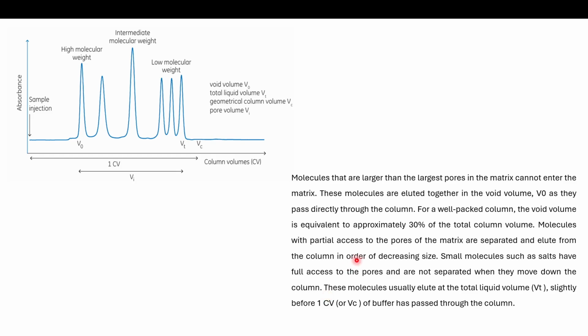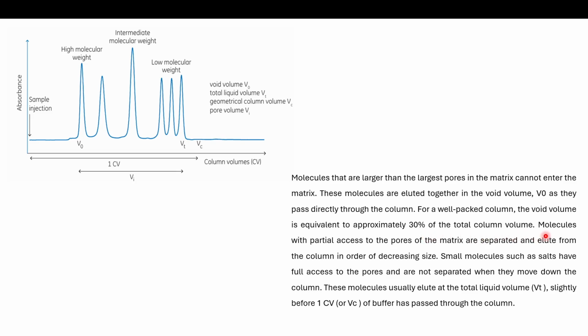Now see here, molecules that are larger than the largest pores in the matrix cannot enter the matrix. So these molecules are eluted together in the void volume or V naught as they pass directly through the column. This one is the void volume, wherein it cannot enter the pores and will just pass through the column and elute out first. For a well-packed column, the void volume is equivalent to approximately 30% of the total column volume.